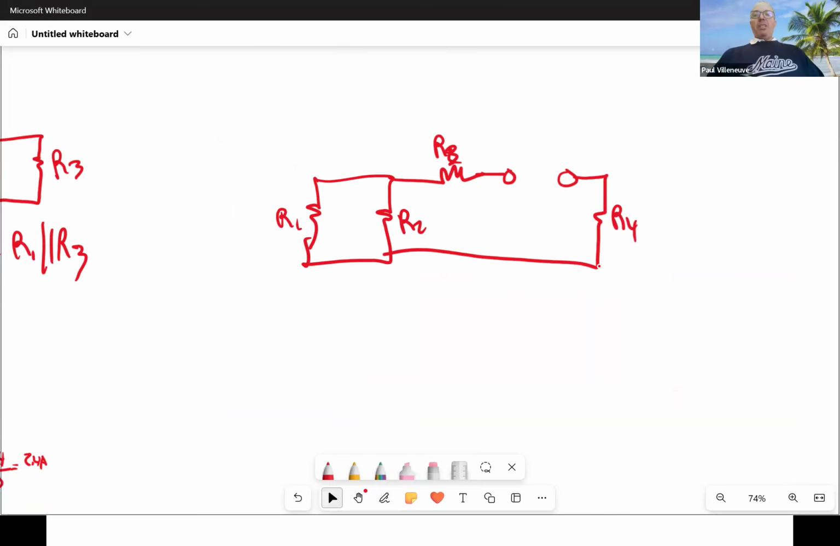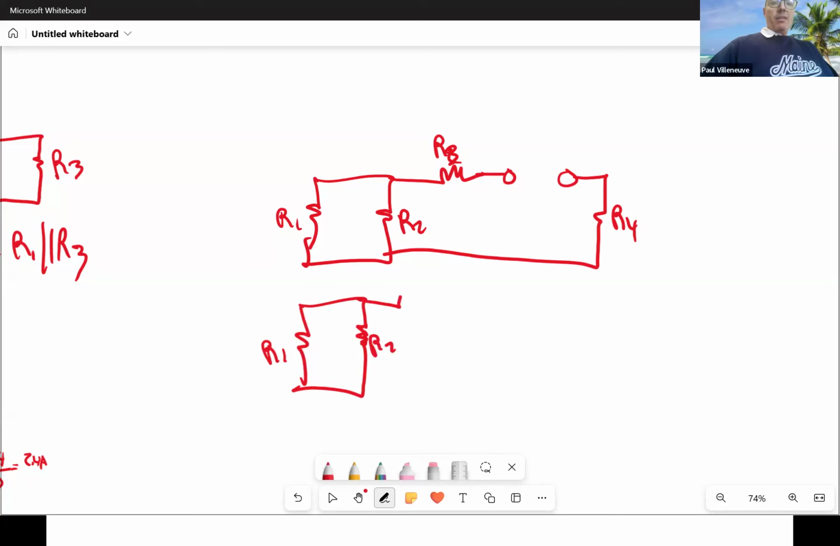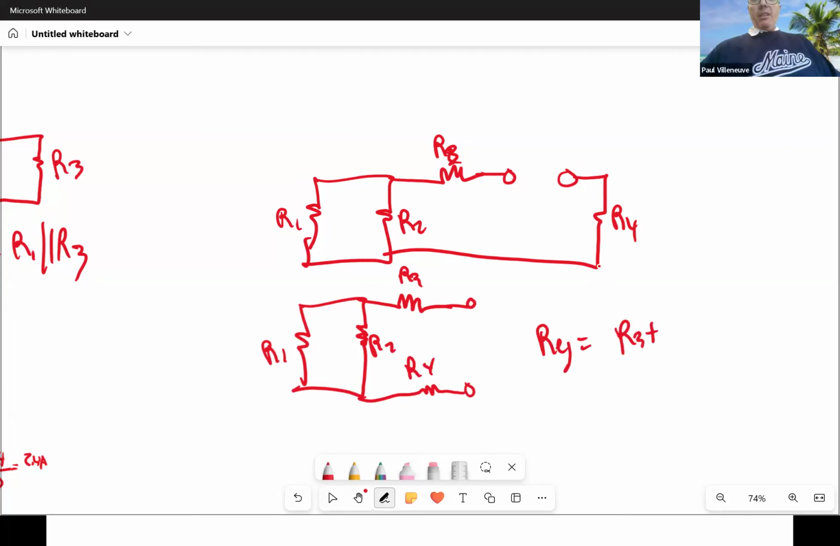So now what I'm going to do is basically expand it. R3. This is my terminal. My other terminal is over here. And here is R4. So hopefully what you see is R equivalent is equal to R3 plus R1 in parallel with R2, plus R4. Okay, because that's what the inductor needs to do to be able to discharge itself. Those are the resistors. That's the equivalent resistance it sees, the Thevenin equivalent.